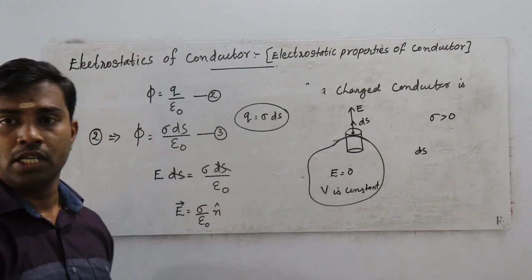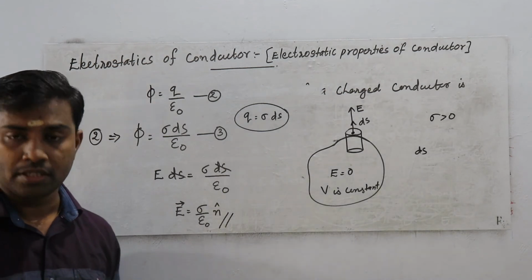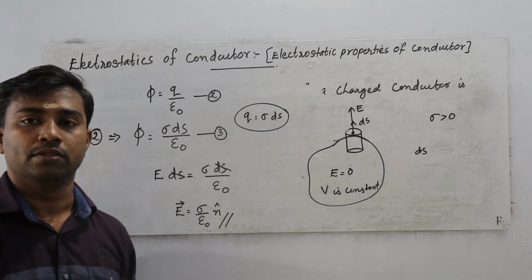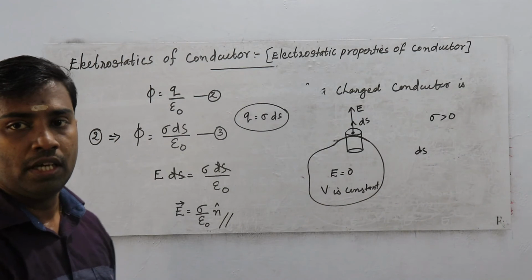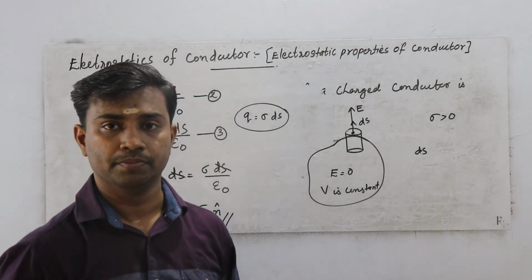This is normal to the surface. So which property is it? It is the fifth property of electric field: on the surface of a conductor, the electric field is given by E is equal to sigma by epsilon 0.